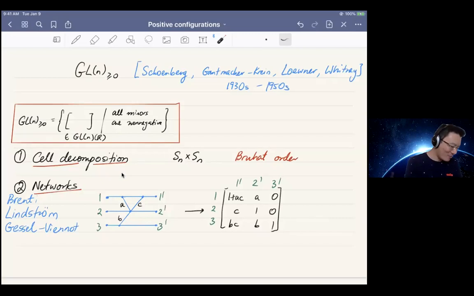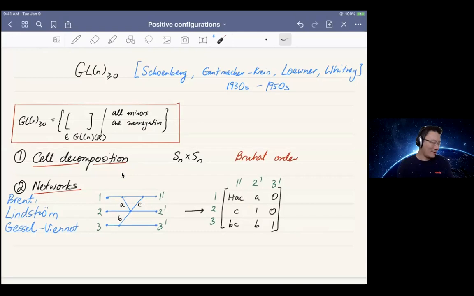If I don't weight an edge, then it has weight 1. What I do is I read off a matrix. This entry here, the 1, 1 prime entry, is the weight generating function of paths from source 1 to sink 1 prime. There are 2 paths from 1 to 1 prime. You can go straight there, or you can go like this. The weight of this path is just the product of the weights of the edges, which is 1. And the weight of this other path is the product of the weights of the edges, which is AC. So that's this entry here.